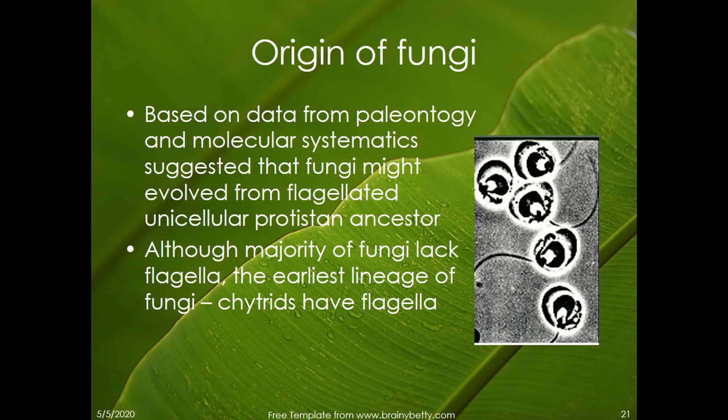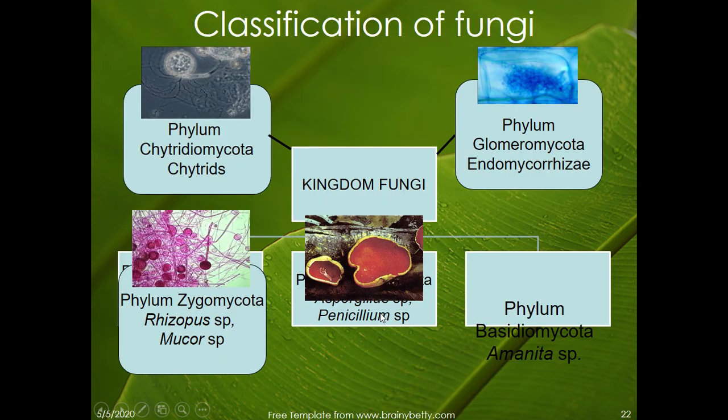Scientists believe that fungi might have evolved from flagellate unicellular protists, and although the majority of fungi lack flagella, the earliest lineage of fungi, the chytrids in the phylum Chytridiomycota, do have flagella. Now, let's look at the classification, the five phyla of fungi.